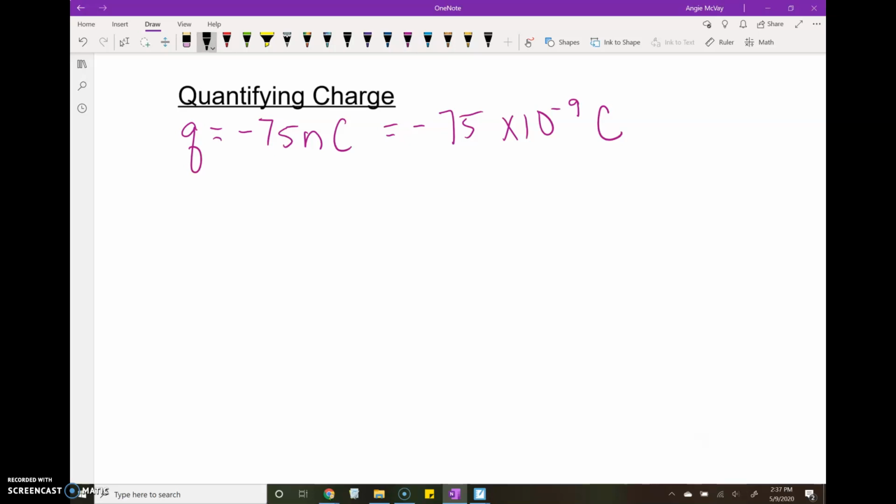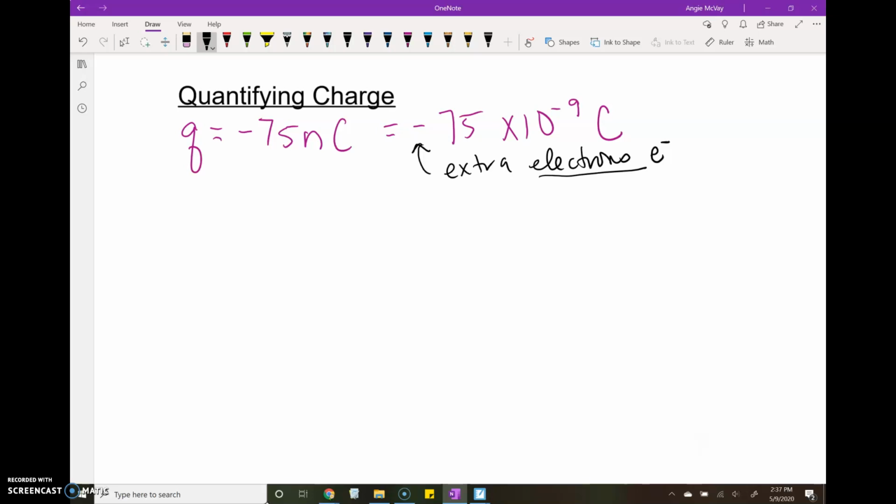What does this negative mean? Well, it means there are more electrons in a material than there are protons. Okay, so we'll call that a negative means extra electrons. And sometimes instead of writing out electrons as a word, I'll use a common abbreviation for electron, which is an e with a little minus sign.